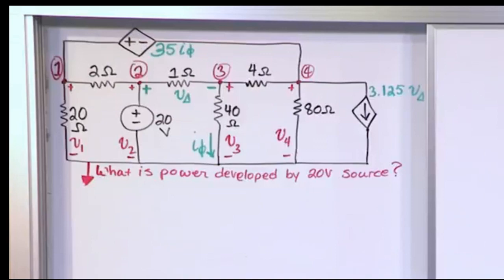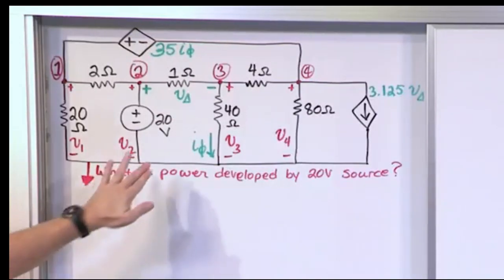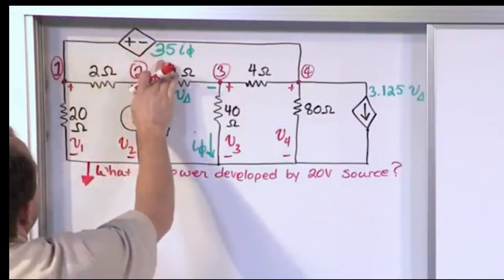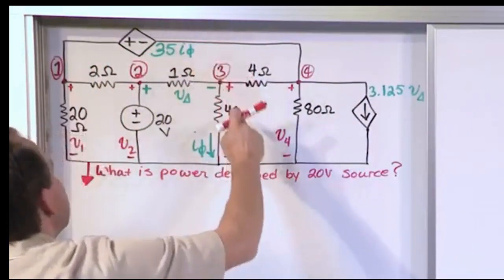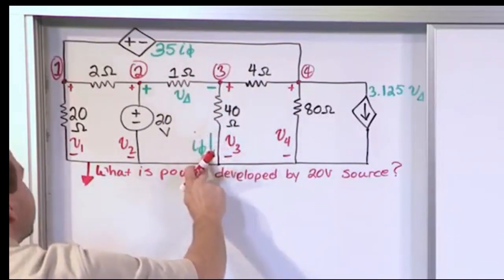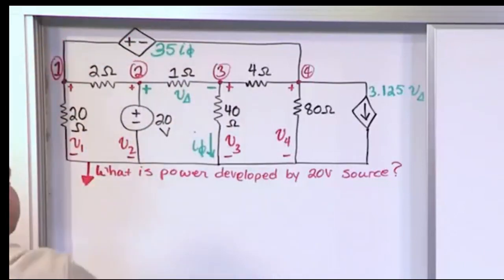You know, this is getting cluttered, so I tried to use some color. The green is already given to you in the problem. You have a dependent source here, 35 times I sub phi. That's a current. I sub phi is defined by the current in this leg. So whatever the current is here, multiplied by 35, that's going to be the voltage across. It's a dependent voltage source.